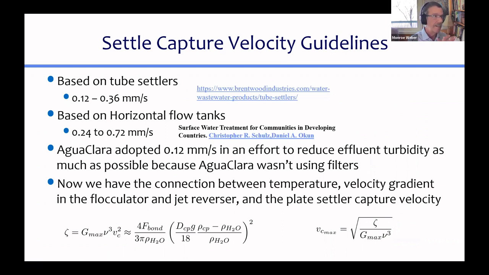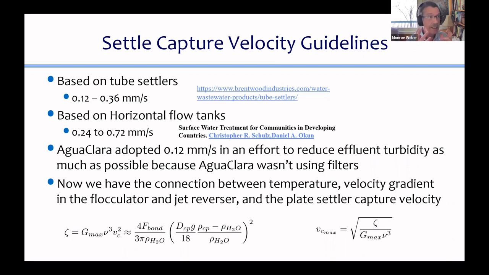Here's some guidelines on capture velocity for sedimentation tanks. And we'll connect with how you actually design a tube settler or a plate settler in just a little bit. So Brentwood Industries, out of close to my hometown, Reading, Pennsylvania, makes tube settlers, and they recommend between 0.12 and 0.36 millimeters per second as the capture velocity. That means you take Q divided by the plan view area of that system, and that's what that capture velocity is. For horizontal flow tanks, capture velocities between 0.24 and 0.72 millimeters per second.